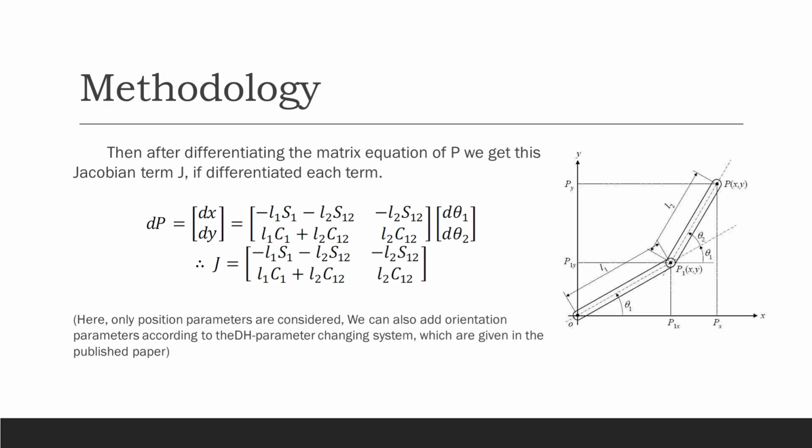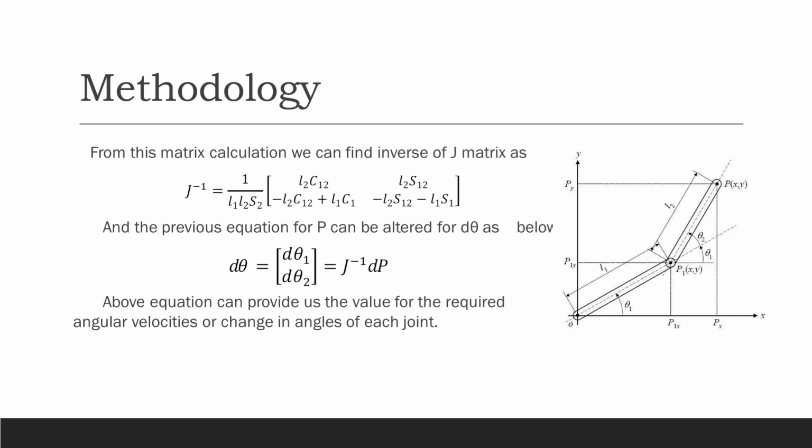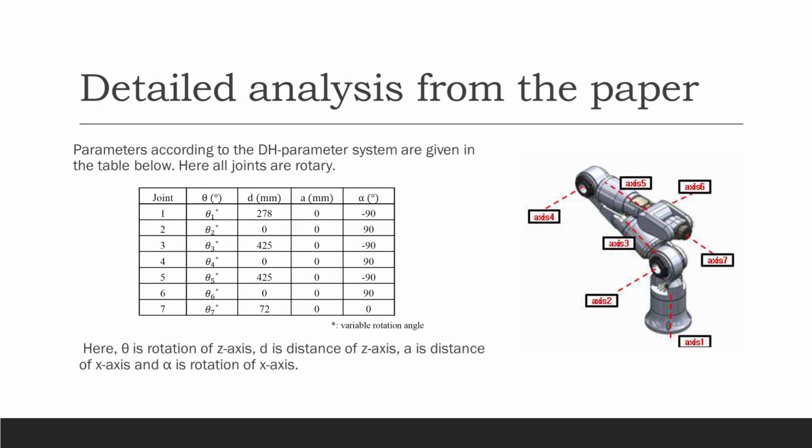After differentiating the matrix equation P, we get the differentiated equation in the form of the Jacobian as shown. We can find the inverse or pseudo inverse of the Jacobian matrix, and then by this pseudo inverse we can find the changes in joint angles, theta, with respect to changes in position of the end effector. In this research paper, the authors have used this method to calculate the angles of a 7-axis robot. They have calculated the required changes in theta to achieve the desired position.